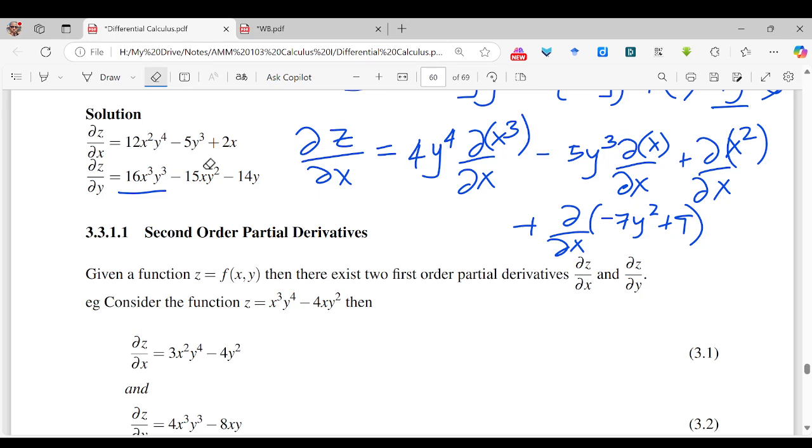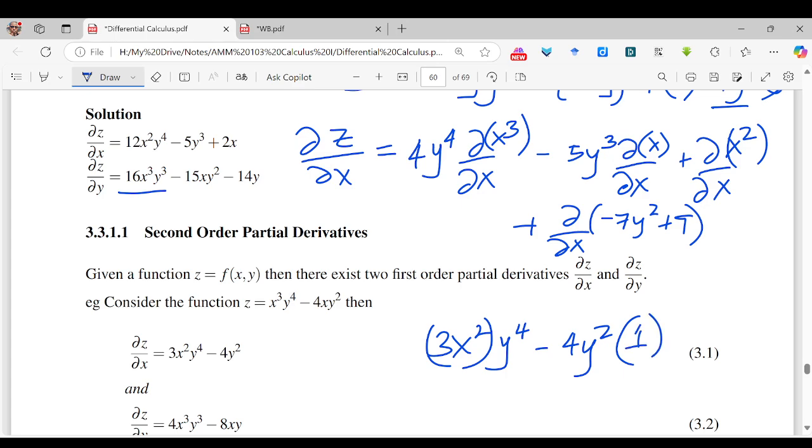So notice that when we differentiate partially with respect to x, we assume that y is a constant. So the first term we differentiate x cubed, then multiply by y raised to power 4, which will give us 3x squared multiplied by y raised to power 4. The second term, we have 4y squared. Then we differentiate x, which will give us 1. So that the derivative is 3x squared y raised to power 4 minus 4y squared. This is the first order partial derivative of z with respect to x.